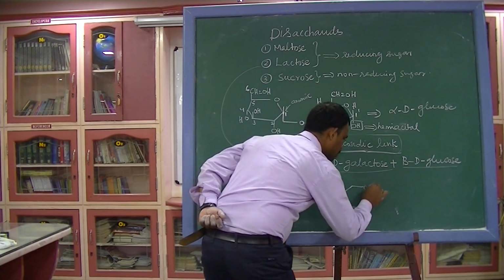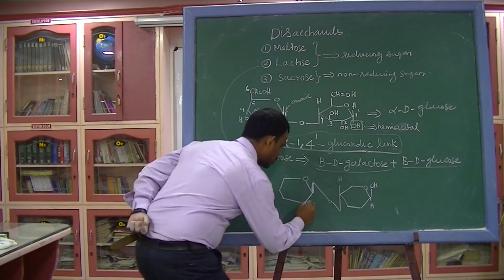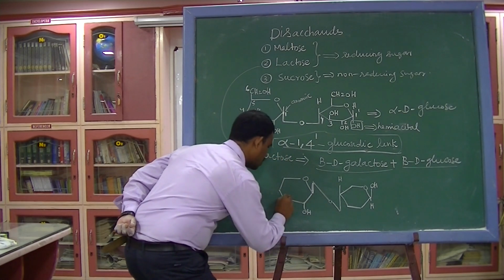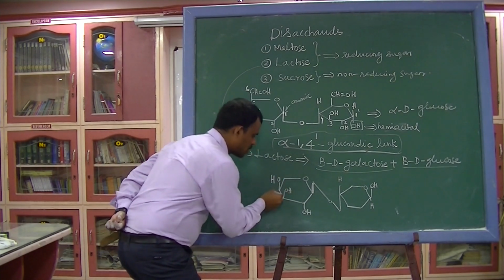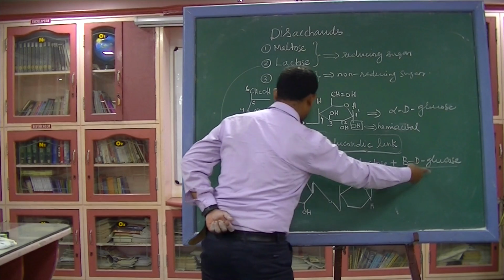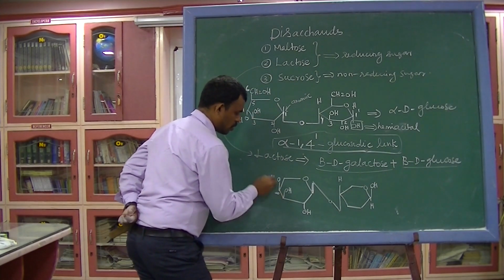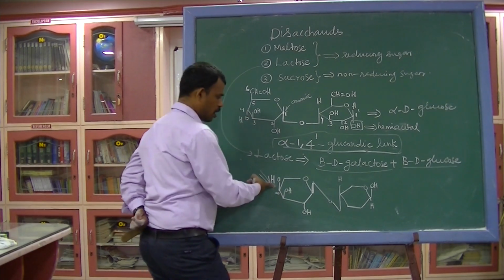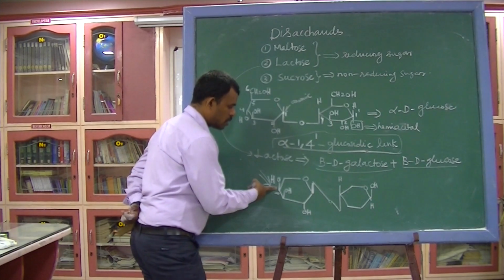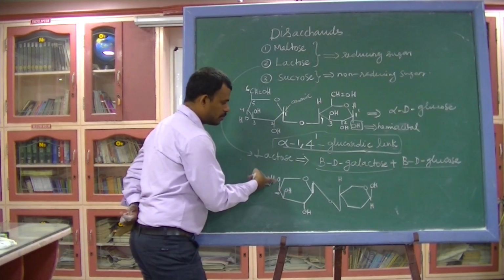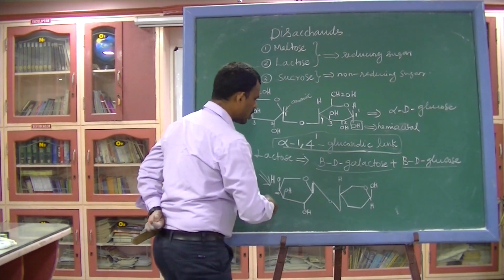So you have an OH and an H. This is OH. See the difference, because galactose and glucose are C4 epimers. So the configuration differs. Just make a note of this. Instead of writing it down, I am writing it up, because galactose and glucose are C4 epimers.